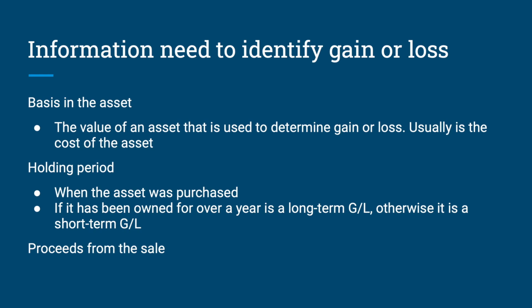And then we need to know the proceeds from the sale or disposition, which basically means just the monetary amount of consideration that we received in return. So basically the price that we received for getting rid of that asset. Put those three together and that can tell us whether it's a gain or a loss and what kind of gain or loss it is.